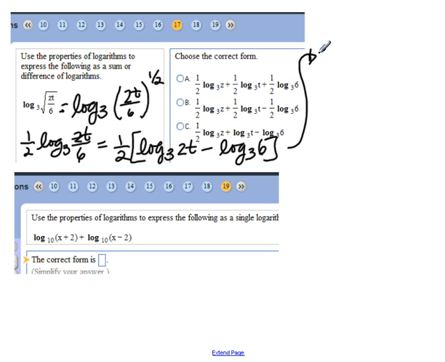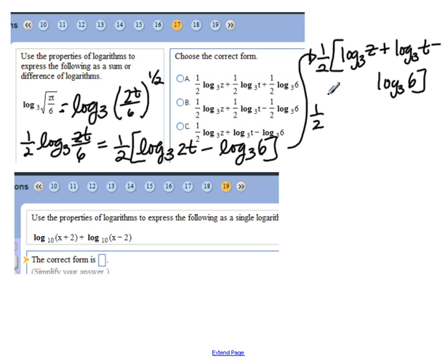So we can expand the product to be 1/2 times log base 3 of z plus log base 3 of t minus log base 3 of 6. And then in the last step you can distribute the 1/2 to each of those terms to get 1/2 times log base 3 of z plus 1/2 times log base 3 of t minus 1/2 times log base 3 of 6. Okay? And which one does that correspond to? Make sure you distribute the 1/2 through, and it looks like part B, is that right? 1/2 log base 3 of z plus 1/2 log base 3 of t, yep, minus 1/2 log base 3 of 6, that's correct.